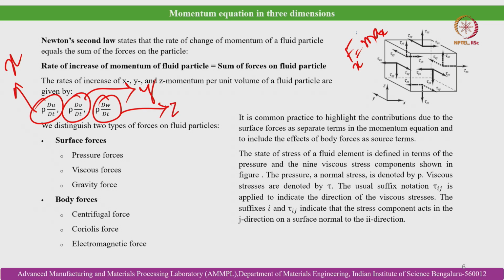So we can distinguish two types of forces on fluid particles. Number one are surface forces, which include pressure forces, viscous forces and gravity force, and number two are body forces, which include centrifugal force, Coriolis force and electromagnetic force. So here please correct this mistake. This gravity force should be put into the body forces.